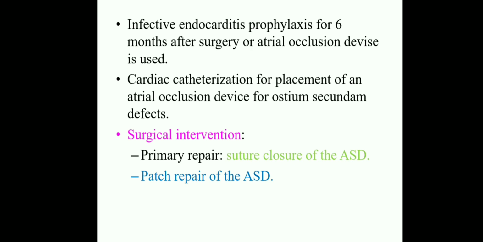Okay, cardiac catheterization is for the placement of an atrial closure device for the ostium secundum defects, only that time they do this cardiac catheterization. Okay, whether any medical management, if the child has grown up and the closure of the atrium is still not there, that time surgical repair is needed. The primary repair is suture closure of the ASD. Okay, and patch repair of the ASD is also done. Okay, this is about the surgical intervention of the ASD. All of you clear?